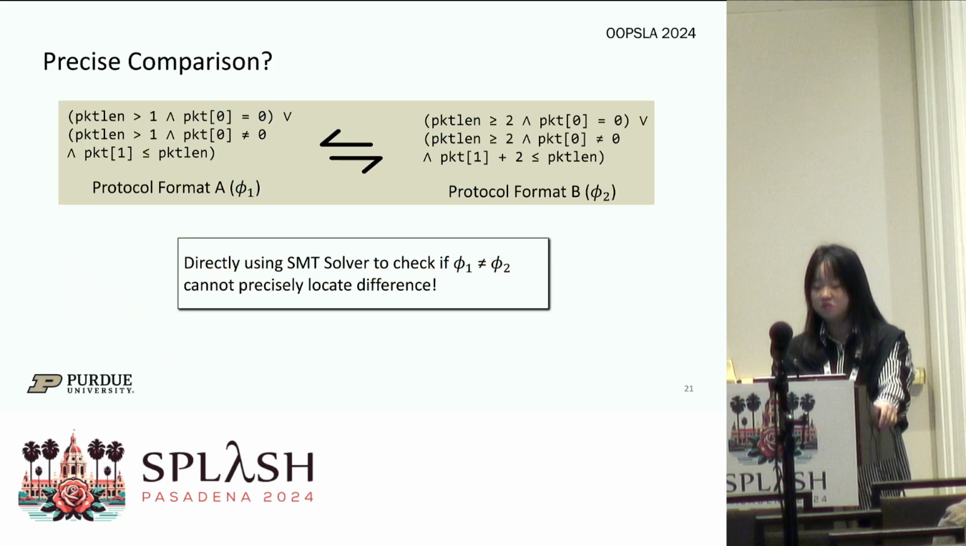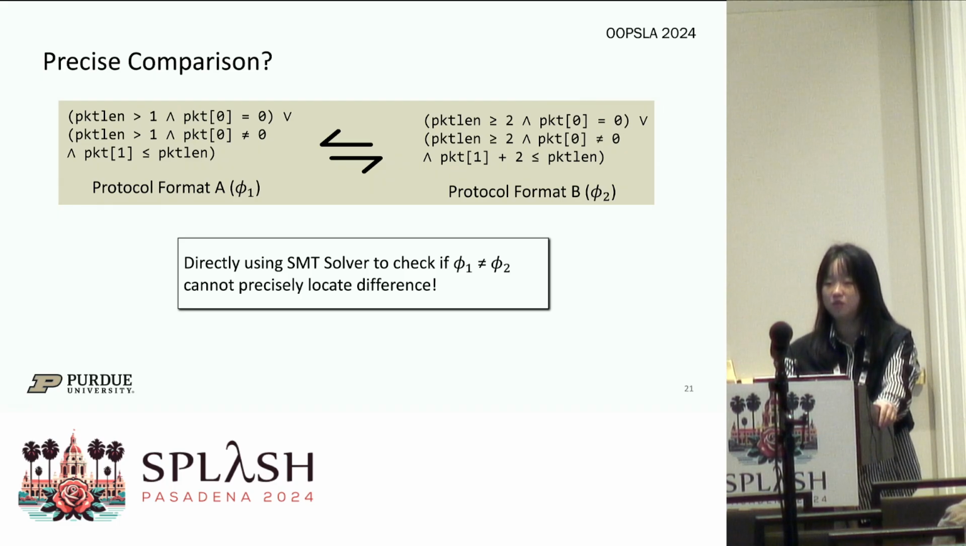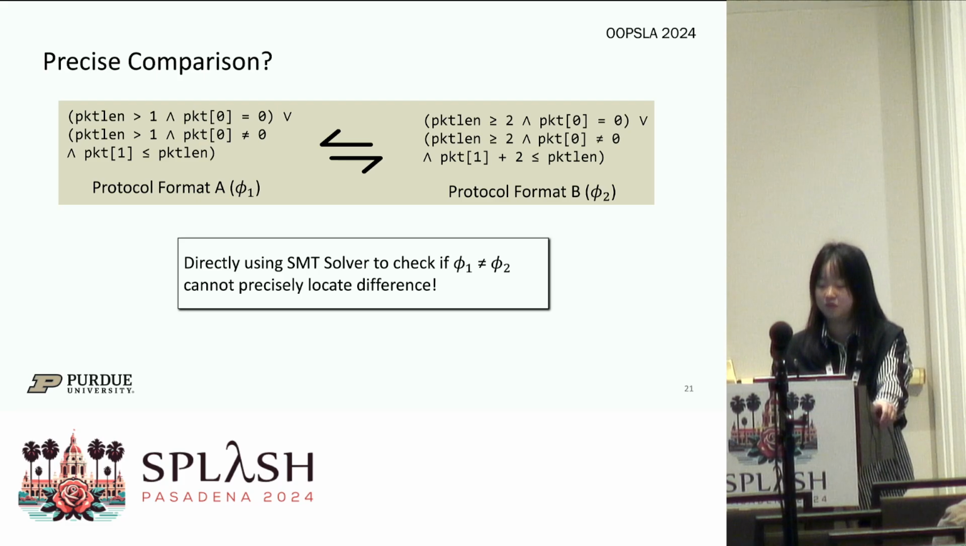To compare the two formulas, it seems straightforward to use the SMT solver to check whether phi1 not equal to phi2 is satisfiable or not.